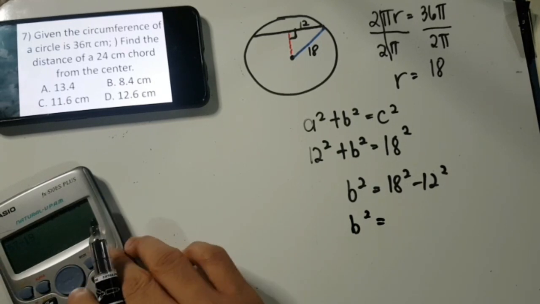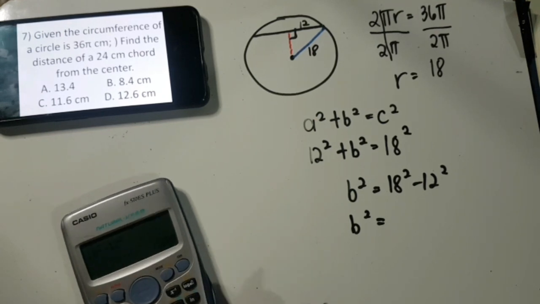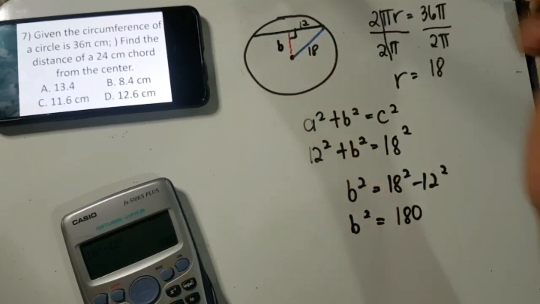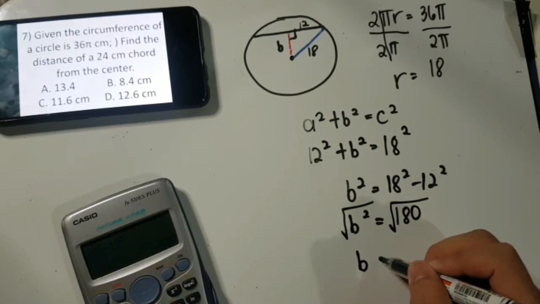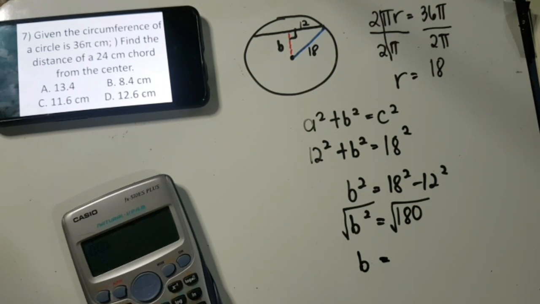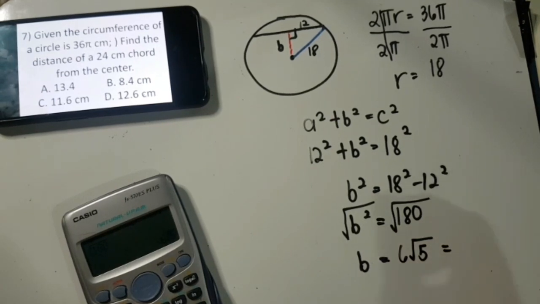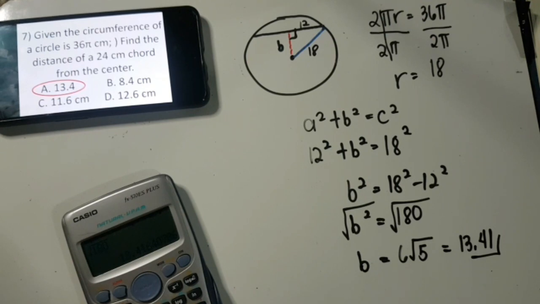So, pwede nyo siya i-diretso sa calculator. 18 squared minus 12 squared, that is 180. So, para makuha natin yung value ni distance, which is b, we can square root both sides. So, b is square root of 180. That is 6 square root of 5. But since naka-decimal form yung sa options, we can convert this. So, 13.41. So, answer here is letter A, 13.4.